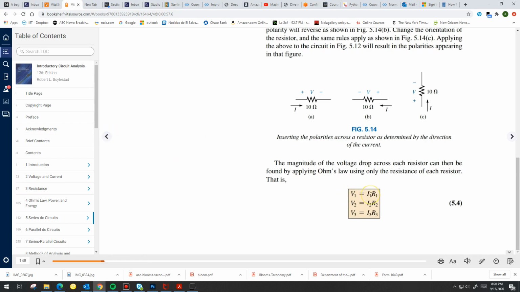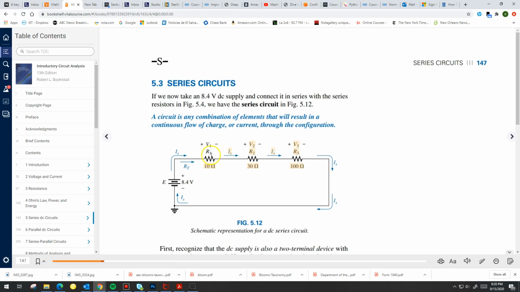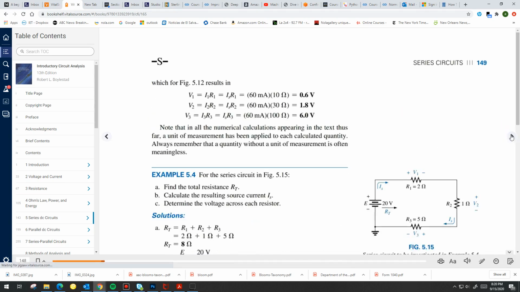Now, what happens is that, as we mentioned before, if we're looking at a series connected circuit, this I1, this I2, and this I3 are the same because the current is the same throughout the series connected resistors. It doesn't change. It's the same current. So the only thing that's different is the value of resistance, right? So the voltage drop is going to be equal to that current, which is 60 milliamps, times the individual resistor. So for V1, you have 0.6 volts. V2 is 1.8 volts, and V3 is 6 volts.